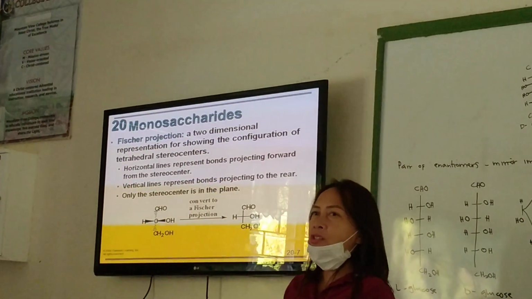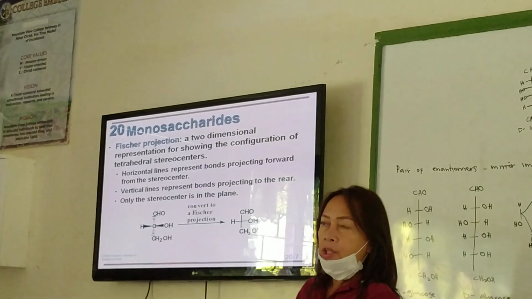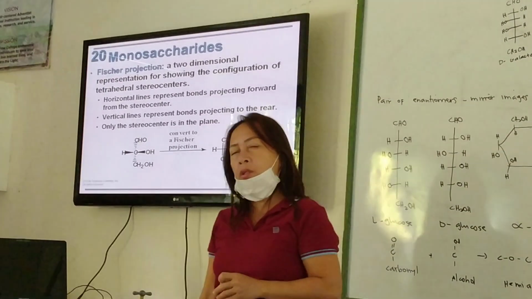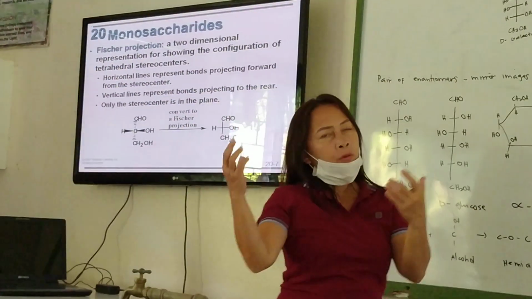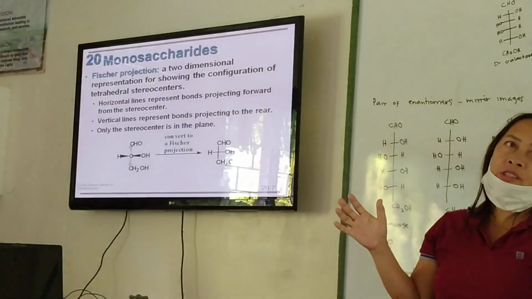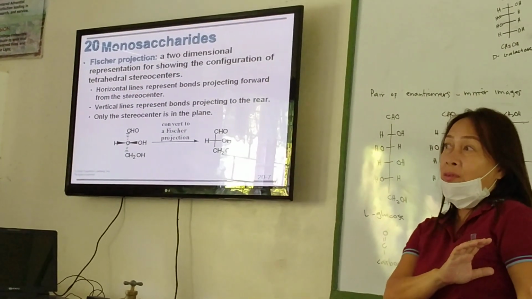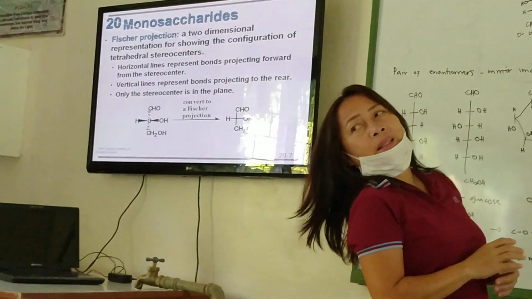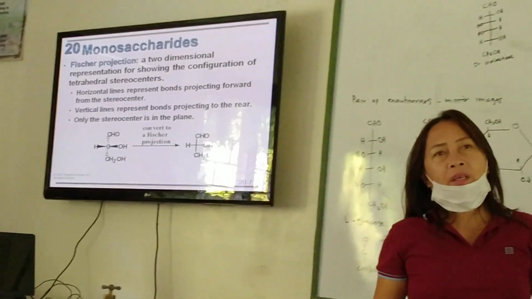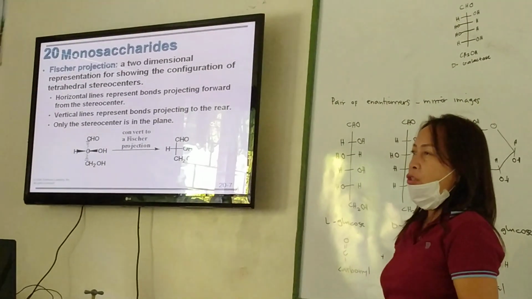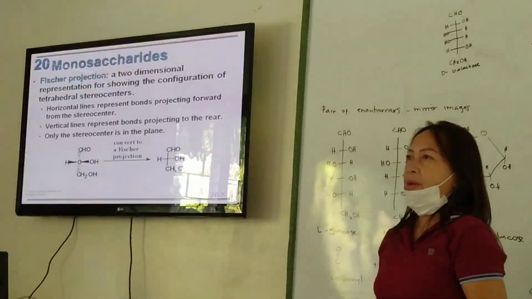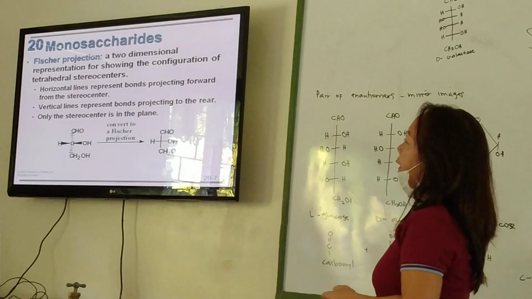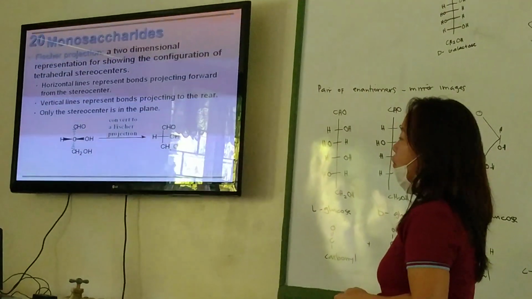Now, monosaccharides could have several projections. You can write their structures in several projections. Like when you take a picture, you can have several projections: the side view, the front view, the back view, or a slanted view. Those are different projections. The same is true with monosaccharides.